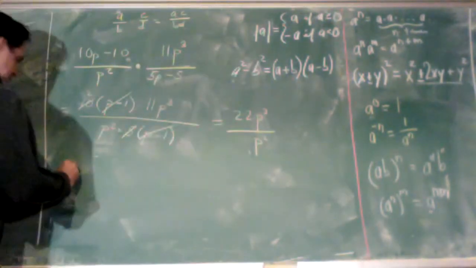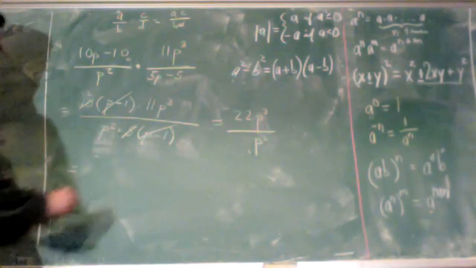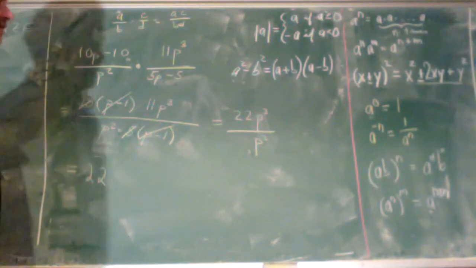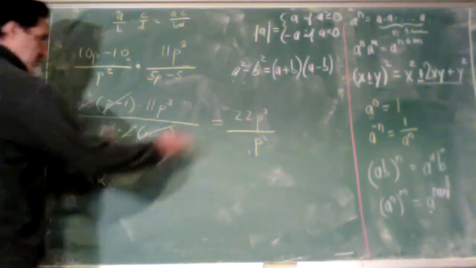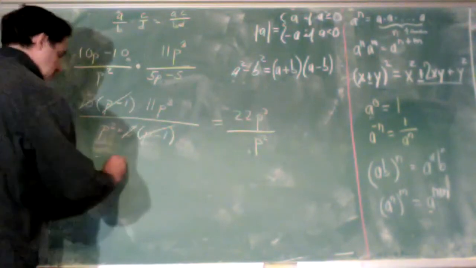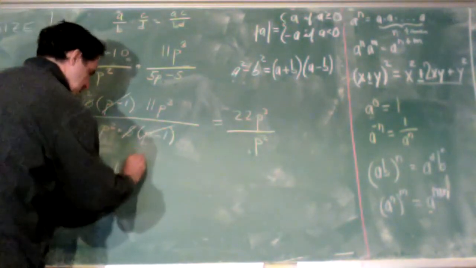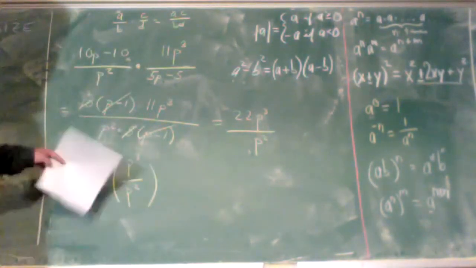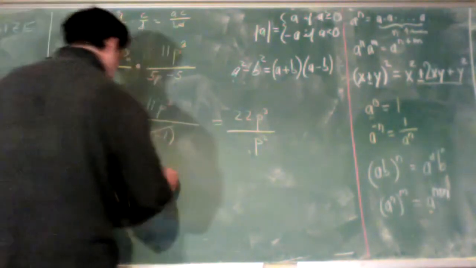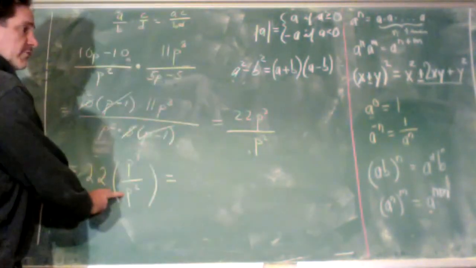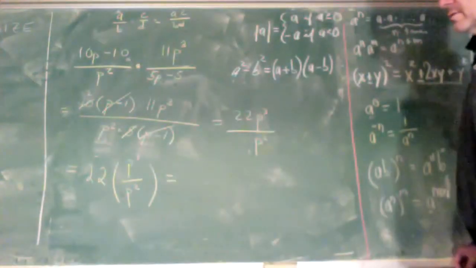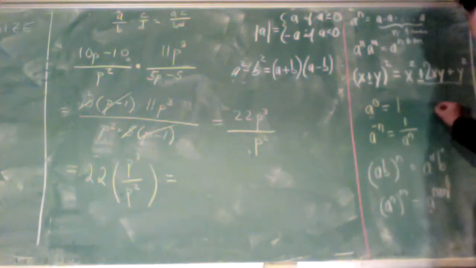Again, you don't have to do this step, but I would recommend it if you're not completely comfortable with working with exponents. I've noticed we can rewrite this as 22 times the rational expression p cubed over p squared. And from here, we recall, again, our power rules for quotients.